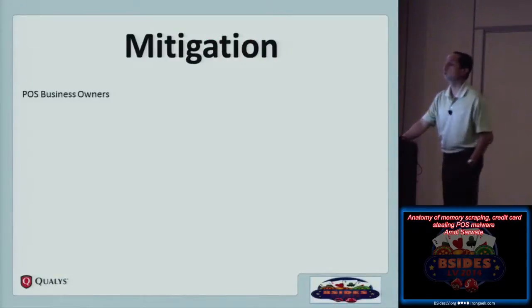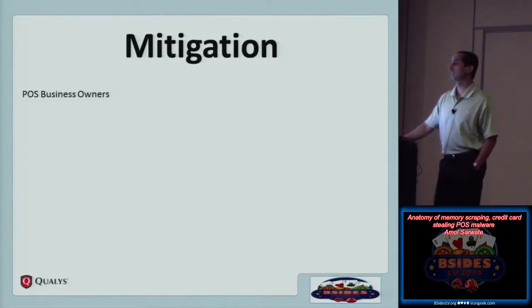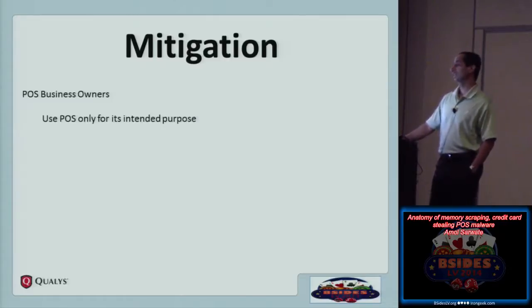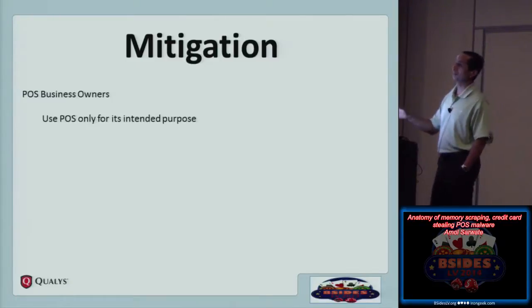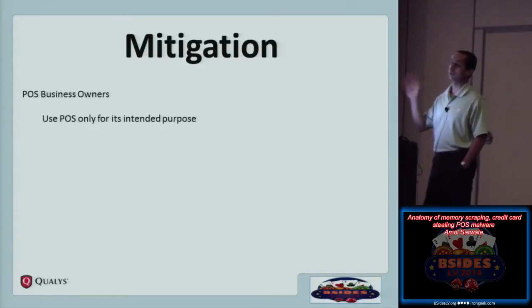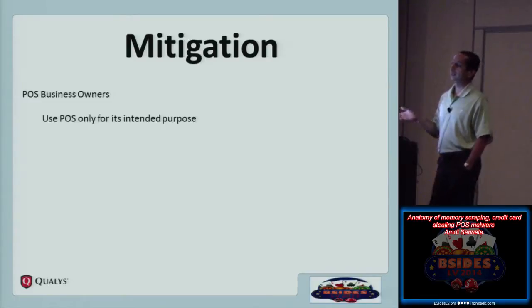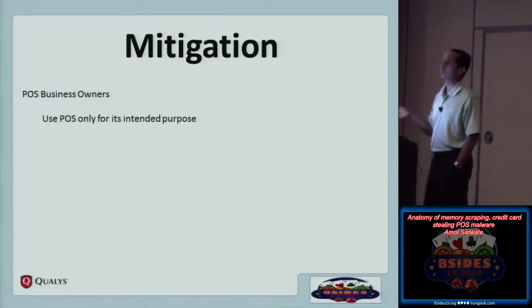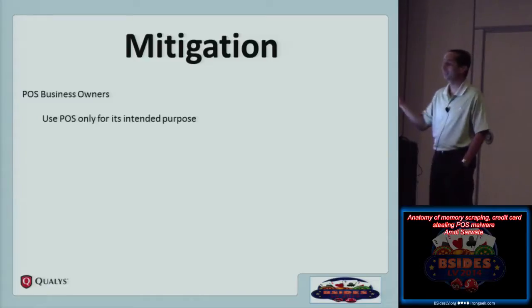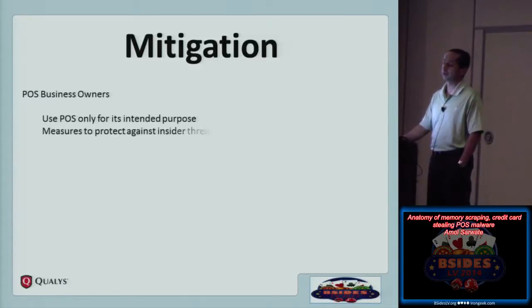So what can we do? What are some of the mitigation techniques? One is to use the POS only for its intended purpose. If people use a point of sale system as a point of sale system and don't check their email or Facebook or whatever, then the chances are that they won't click anything and the malware won't get downloaded in the first place. It's a very simple thing, but use the system for its intended use. Don't use it to browse the net or whatever.